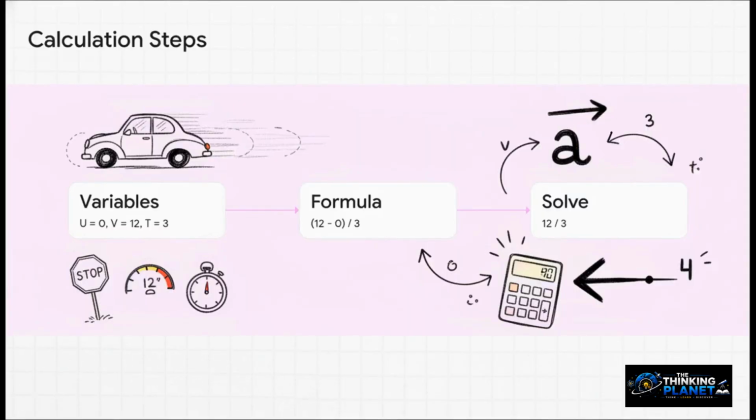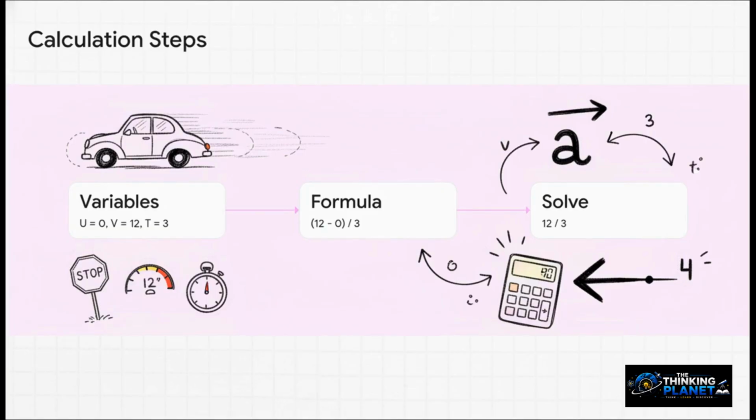Let's break down our earlier formula into some actionable steps. Step 1. We identify our variables. Our initial velocity u is exactly 0 because the car was completely at rest. Our final velocity v is 12, and our time, t, is 3.